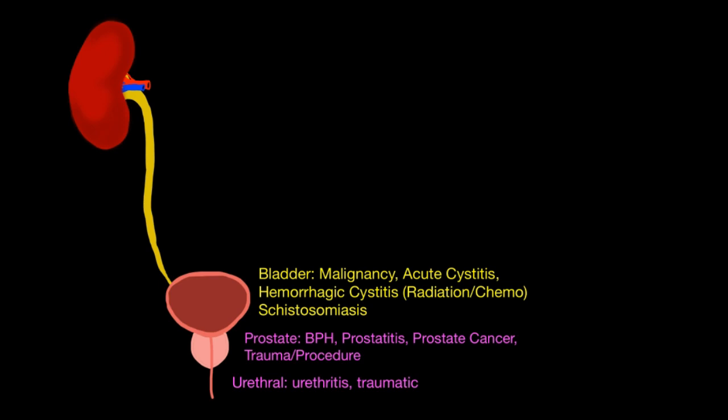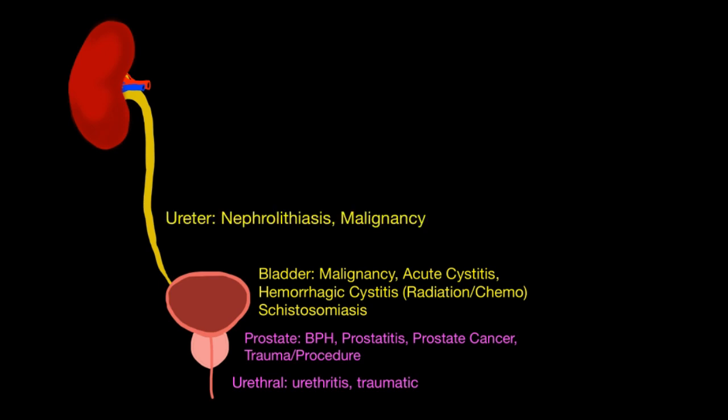And also schistosomiasis, which is only found in certain endemic areas, but this chronic infection can cause significant inflammation in the bladder and the ureters and anywhere really in the urinary tract, but especially in the bladder can cause essentially a hemorrhagic cystitis and hematuria.